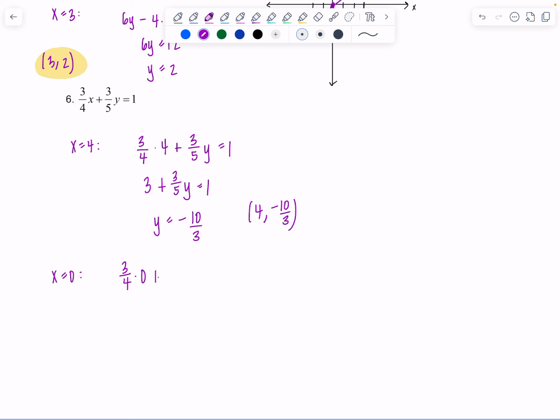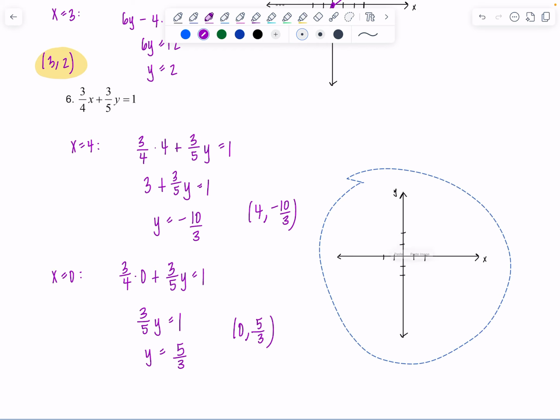3/4 times 0 plus 3/5 y equals 1. So then we have 3/5 y is 1. So y is 5/3. So then I have another point, (0, 5/3). Now let's plot those. Now it's going to get a little sticky, right? 4 in the x direction, negative 10/3. So you need to know that's negative 3 1/3. Not about, it is.